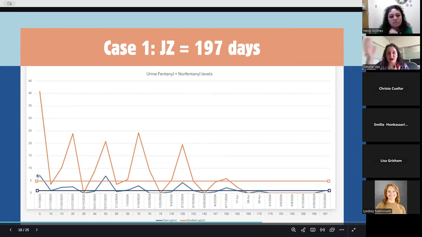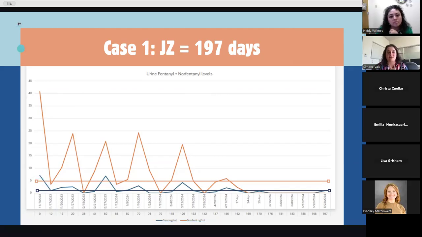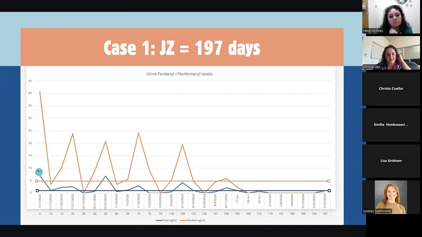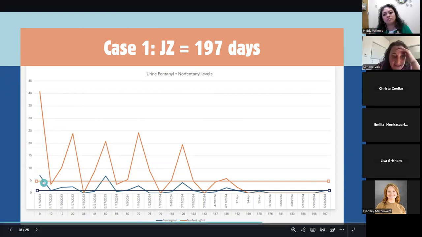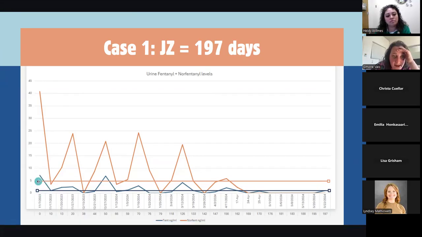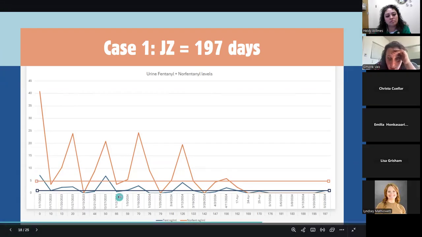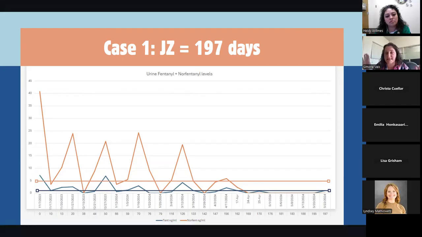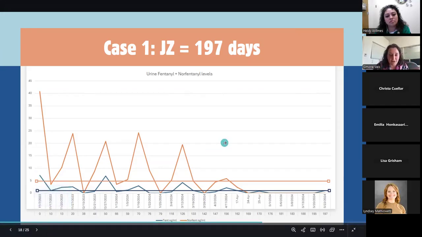If I showed you the graph of what his fentanyl levels looked like before when he was using, they were much higher. But now let's focus on when he stops using. And you can see that his fentanyl levels range between like 7 and 1 and negative for basically 197 days. So if you were this person's worker, what you would see is positive, positive, positive, negative, negative, positive, negative, positive, negative, negative, negative, positive, negative, negative, right?